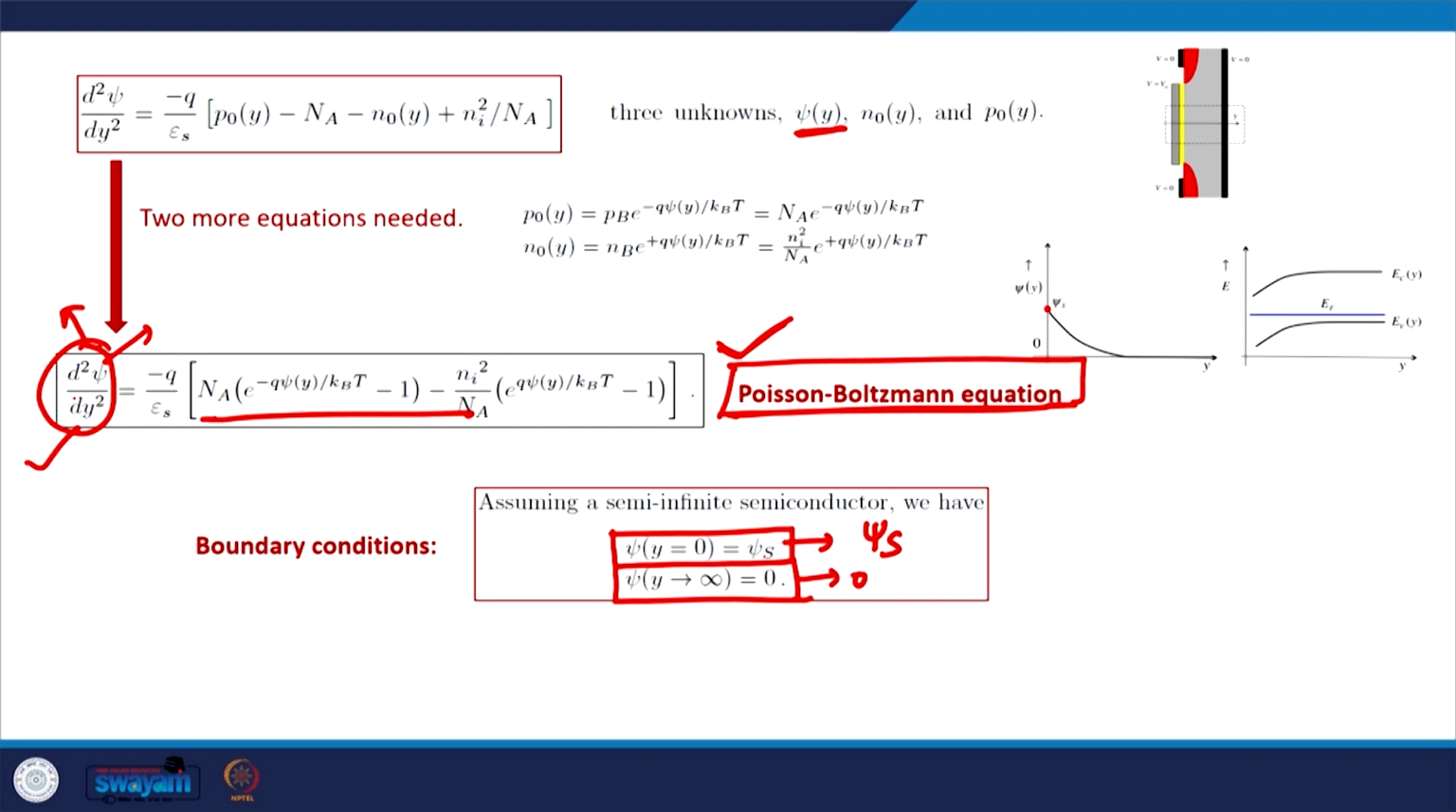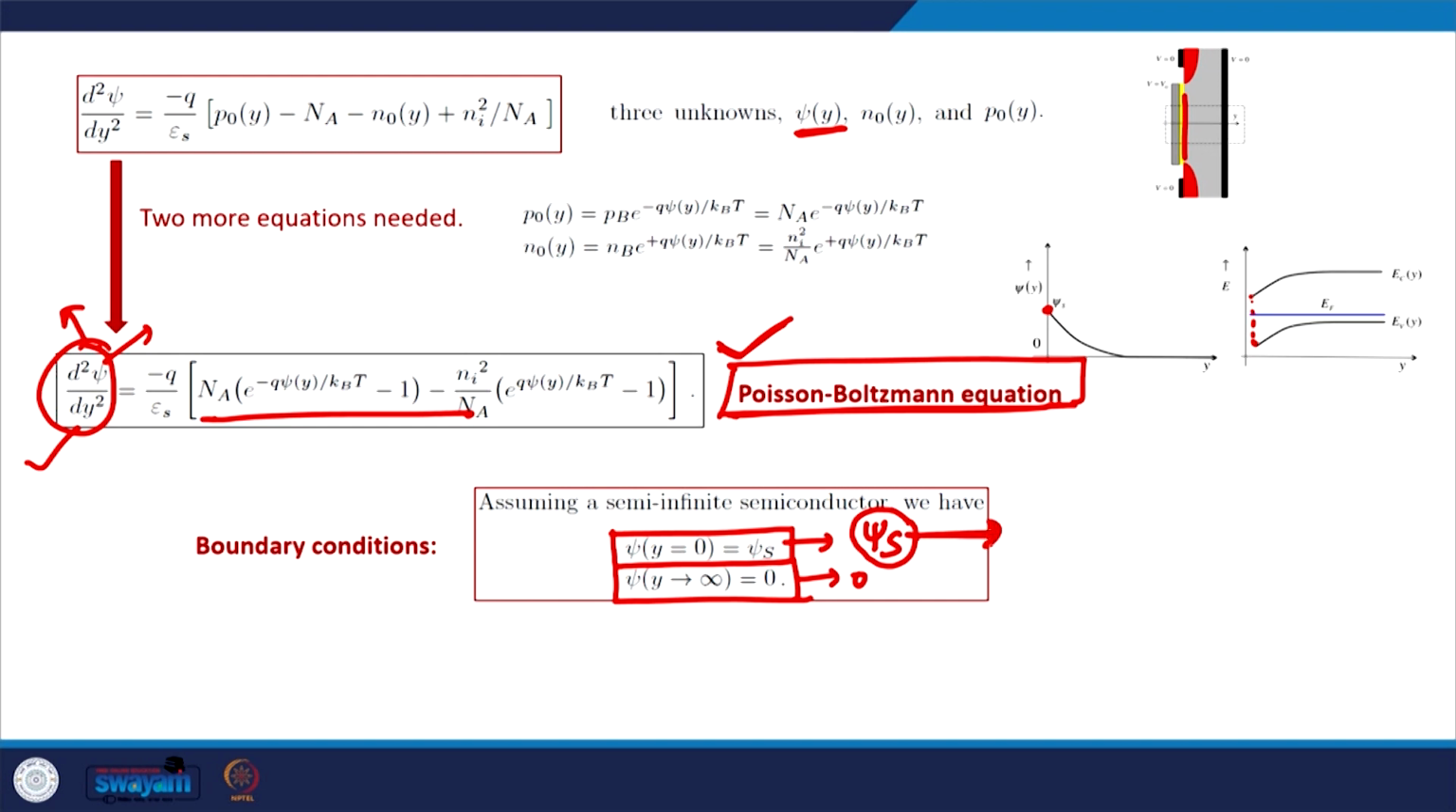This equation is not so easy to solve, by the way, because we have the second derivative of potential on the left hand side, and on the right hand side we have the exponential function. So it is quite an involved calculation, and generally the solution is done numerically, using numerical techniques and software. But as you can see from this discussion, in order to obtain the electrostatic potential profile in the semiconductor, we need to at least know this psi s parameter, which is the potential at the interface of the oxide and the semiconductor.